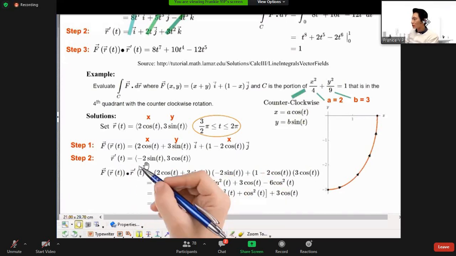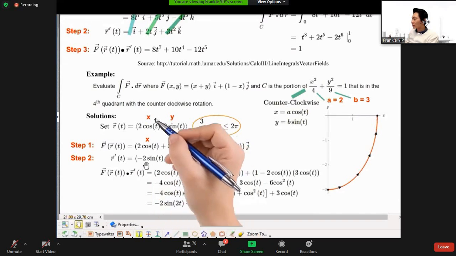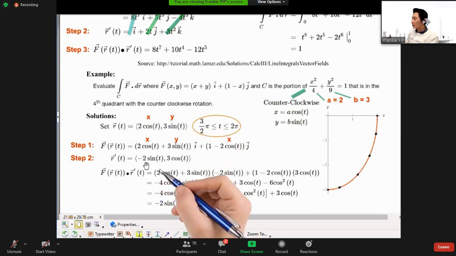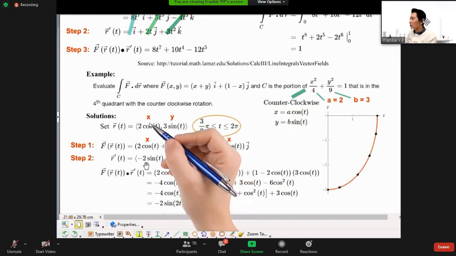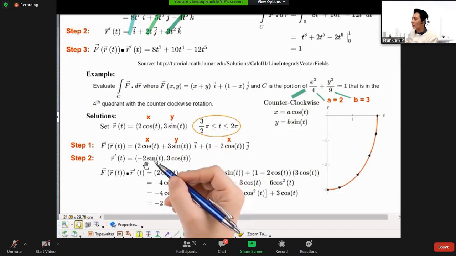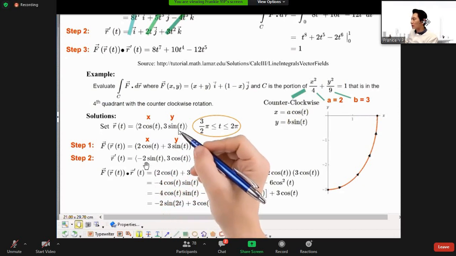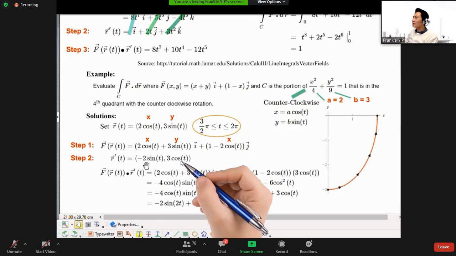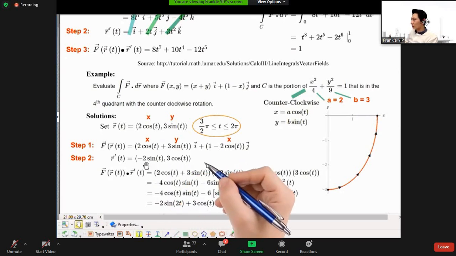Okay, so this is r. If I differentiate, no need for partial derivatives because you only have one variable t. So differentiating cosine t, we have negative sine t multiplied by 2, so we have negative 2 sine t i. And differentiating sine, we have cosine, so we have 3 cosine t here. This is the vector form.